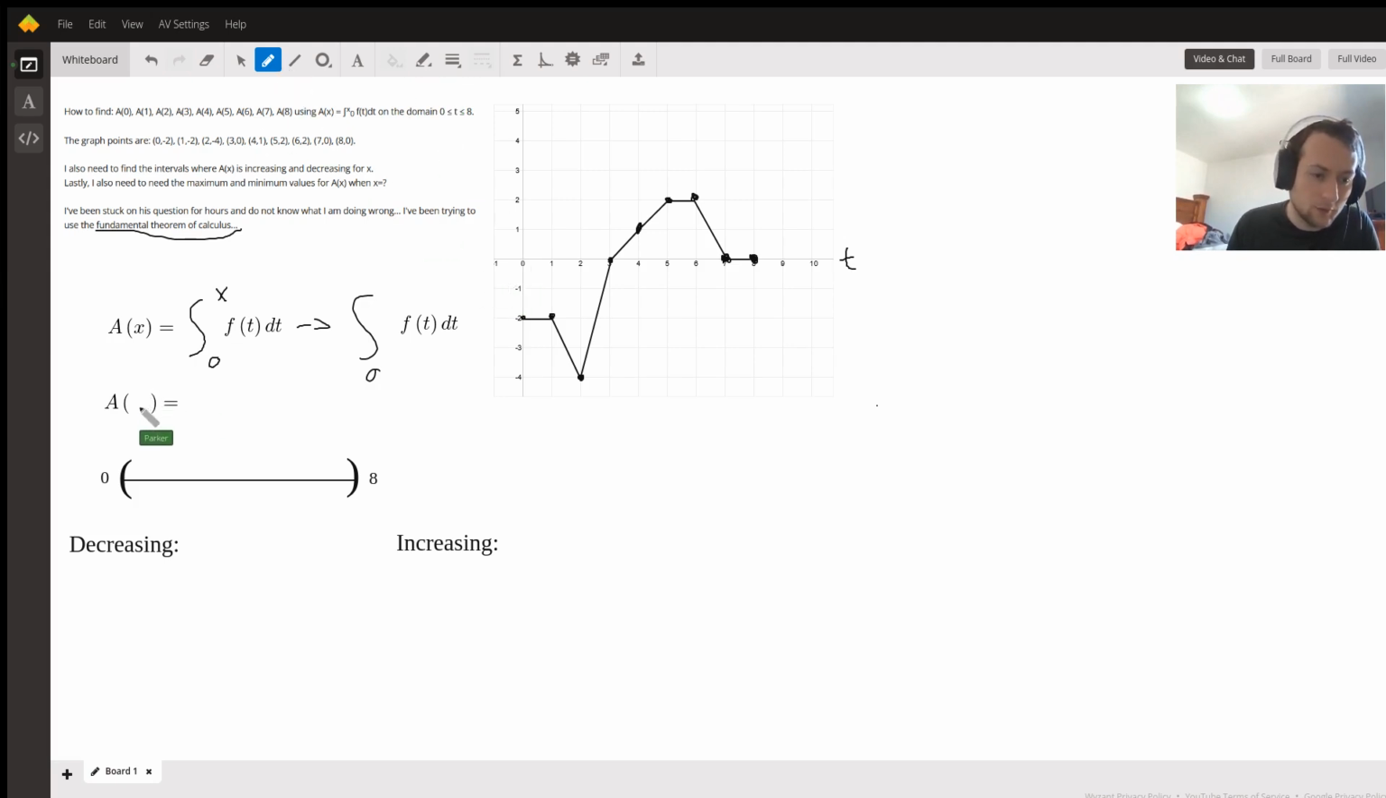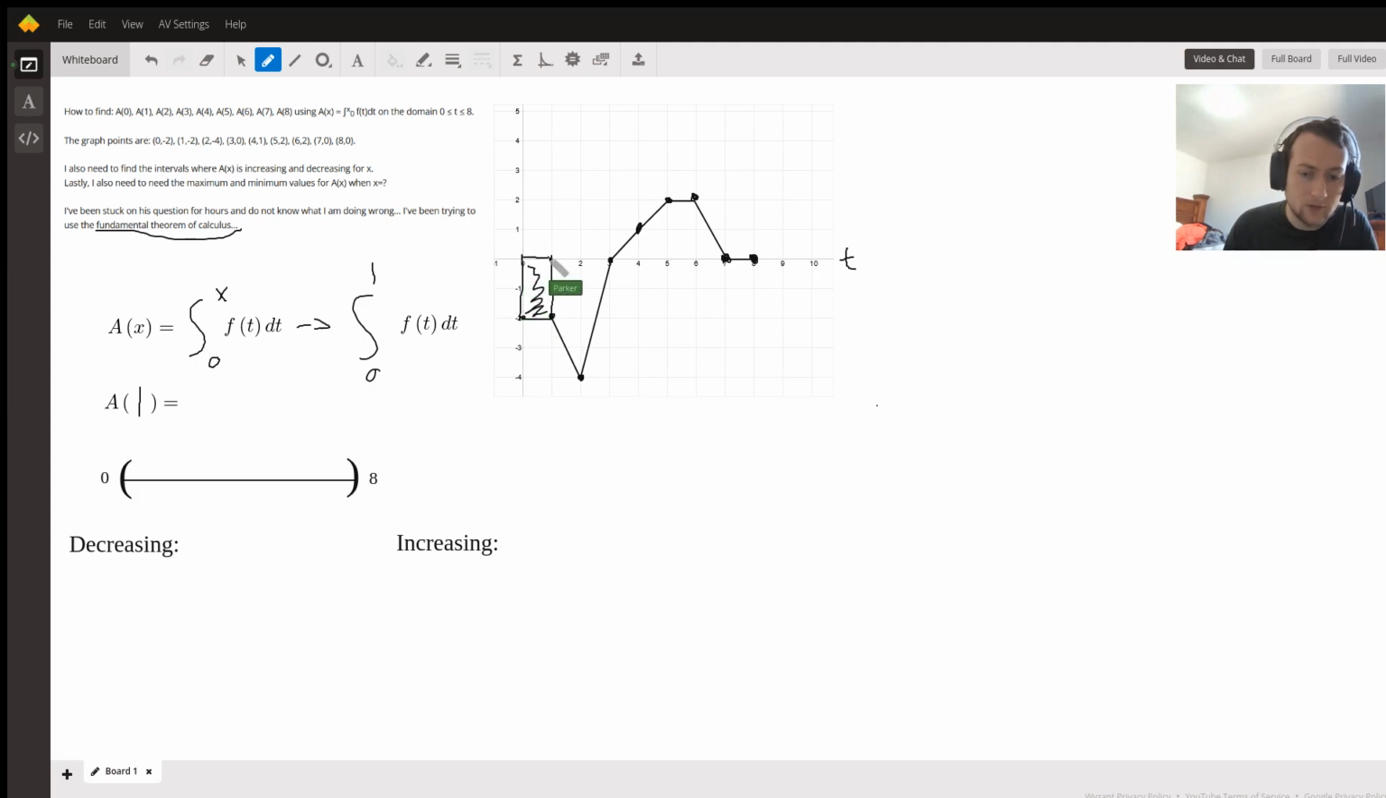So, we'll start with A of 1. A of 1 is equal to the integral from 0 to 1, right? Now, we can't actually solve this using regular methods, but what we can do is look at the graph here, and I think this is what it was trying to teach you to do, and look at the area between the point of the graph from x equals 0 and x equals 1.